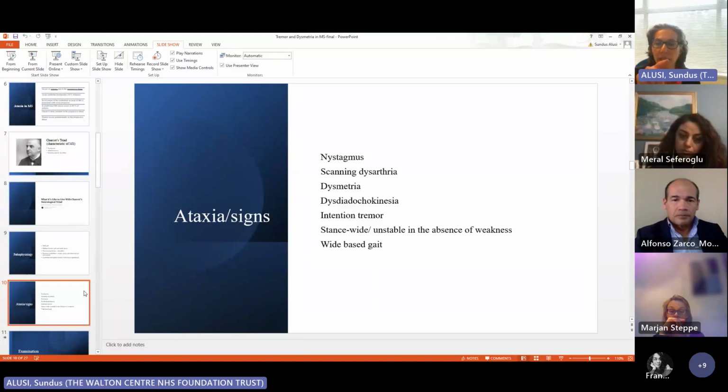is basically when you reach a target, you miss it. When you're trying to reach a target, there's a distance between the tip of the finger and the target. And that's dysmetria, so abnormal judgment of the distance. Diadochokinesia, as I'm sure you know, is a problem with alternate hand movements.